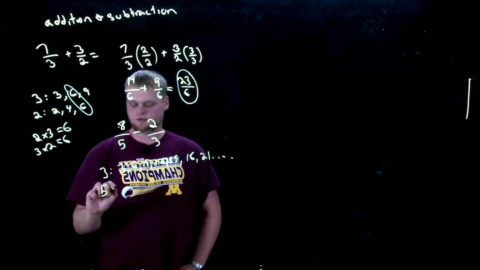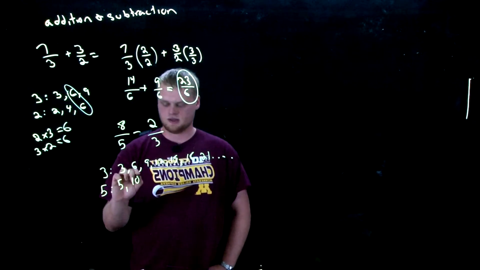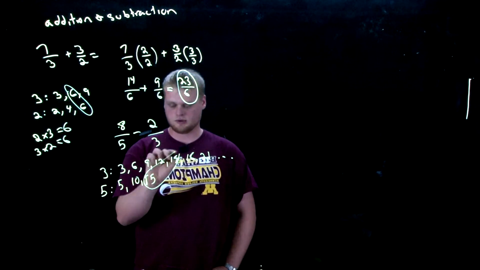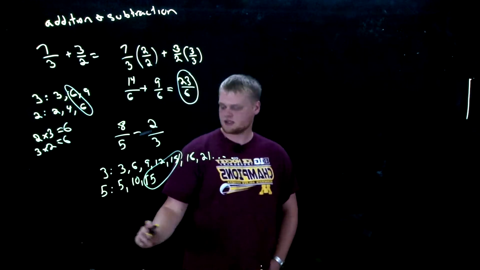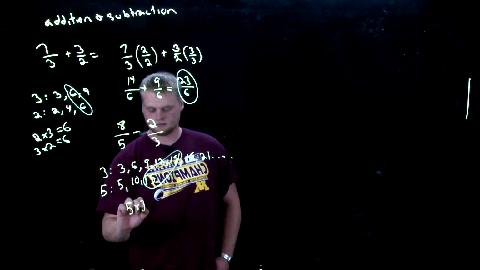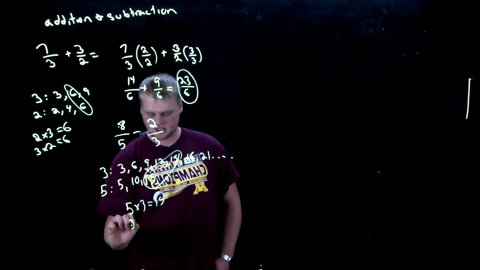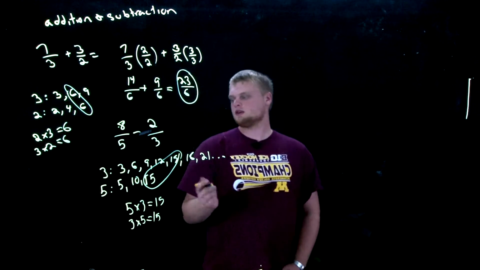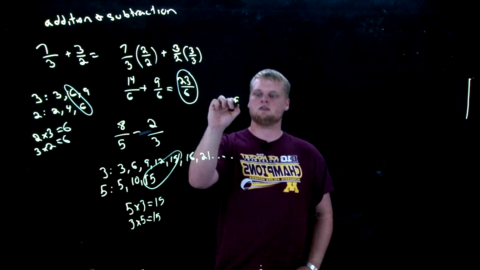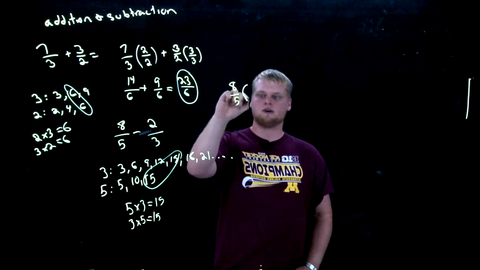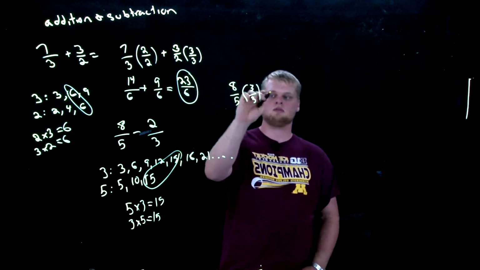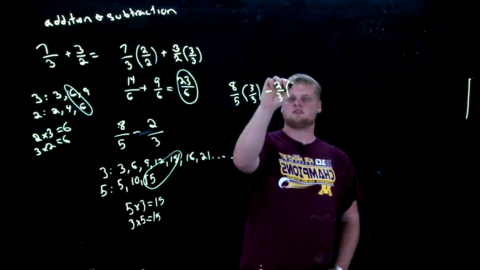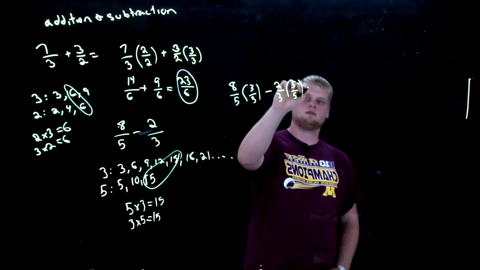And let's look at multiples of 5. 5, 10, 15, and we have a match. So 5 times 3 equals 15, and 3 times 5 equals 15. So we have 8 over 5 times 3 over 3 minus 2 over 3 times 5 over 5.